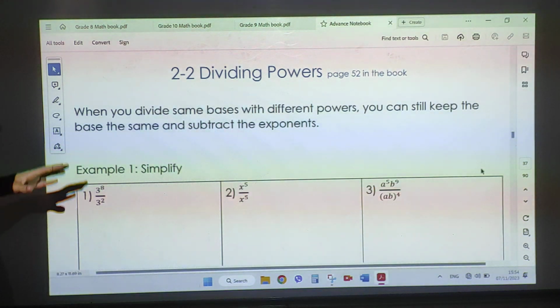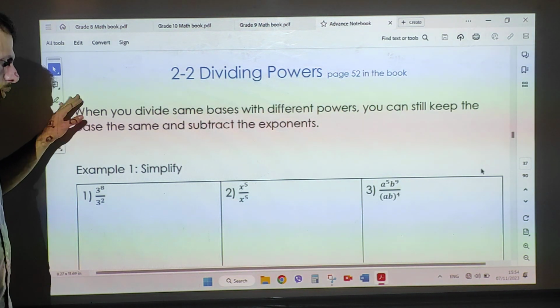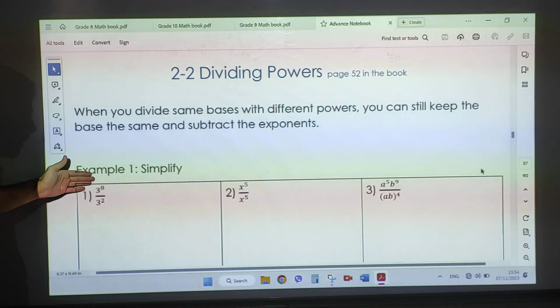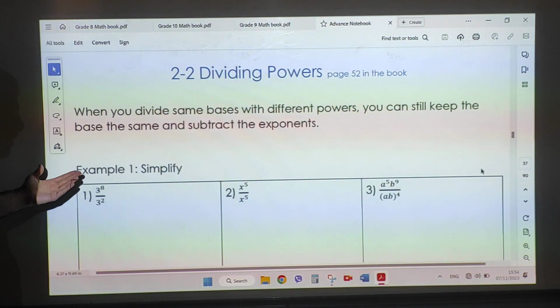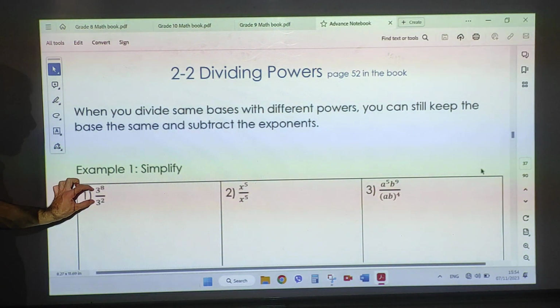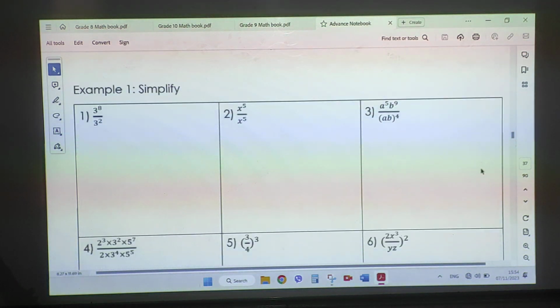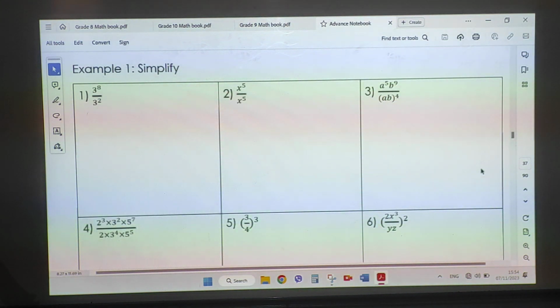We had a rule which you studied in grade 8. Whenever you have a fraction, it means division. If you have the same base, always you write one base, power of the numerator minus power of the denominator. That's how you can solve each question about the powers, dividing powers.